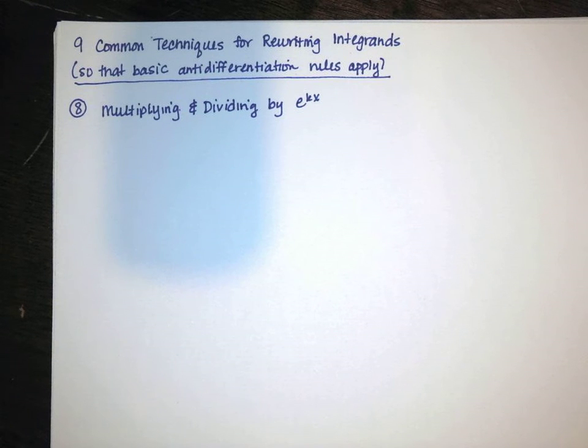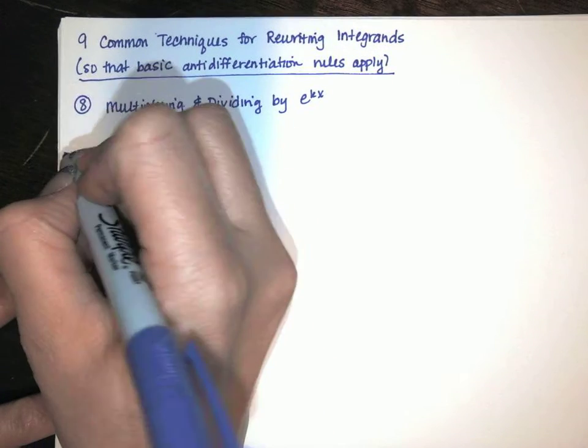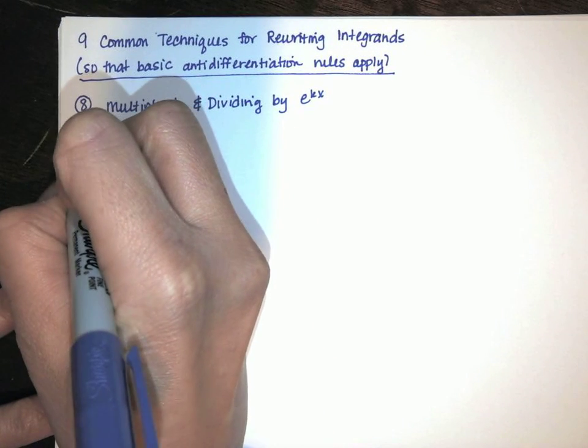Hi guys, this is the 8th of our 9 common techniques for rewriting integrands so that our basic anti-differentiation rules will apply. In this one we will be multiplying and dividing by e to the kx. Now I tend to use this when looking at an integral like this one.